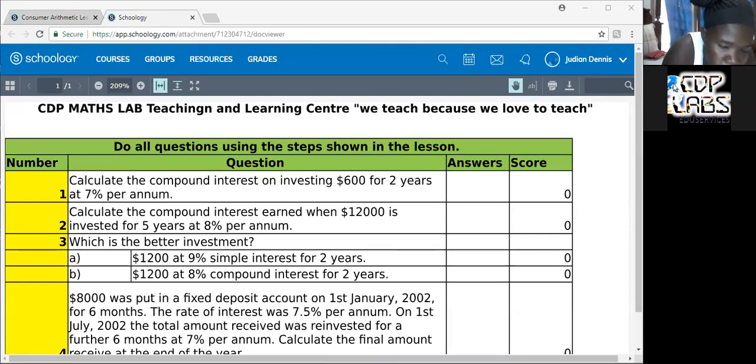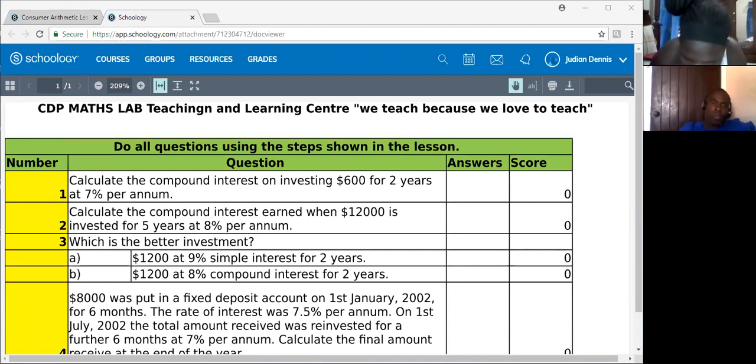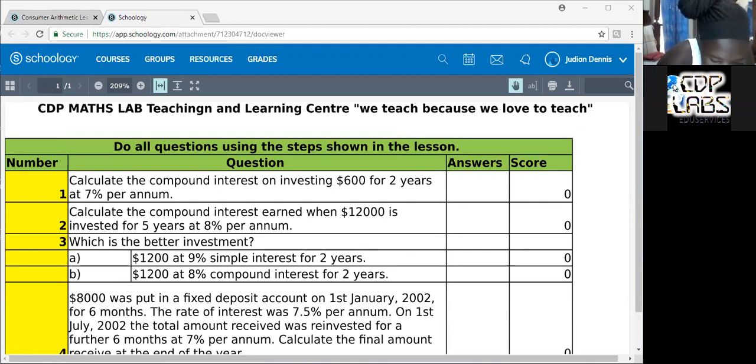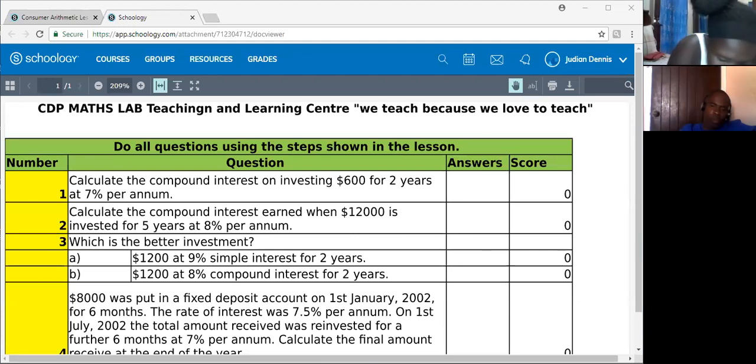$119.75. Good. $1,119.75. That's correct. So I am going to add it to my previous principal, which now becomes $15,116.54.